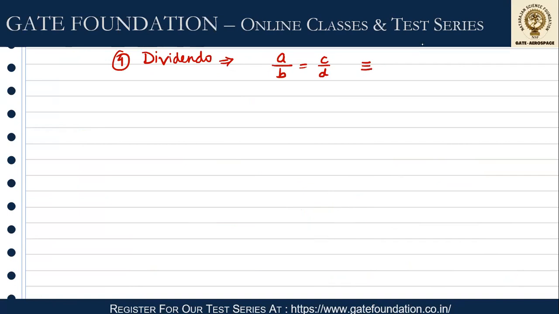I can do is, similarly like adding, I can also subtract. So I'll subtract 1 on both the sides and I'll take the LCM. So I'll get a minus b over b equals to c minus d over d. Right. And finally, what I can do is componendo dividendo.